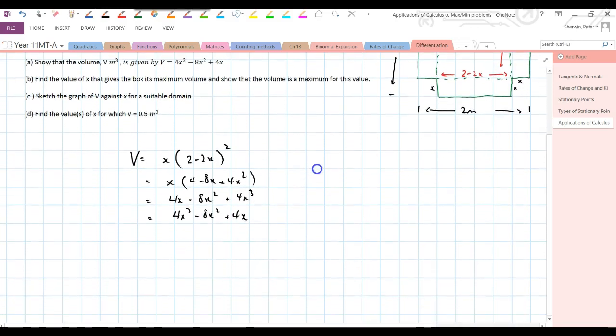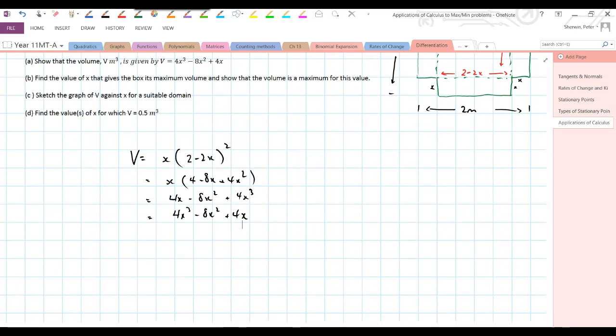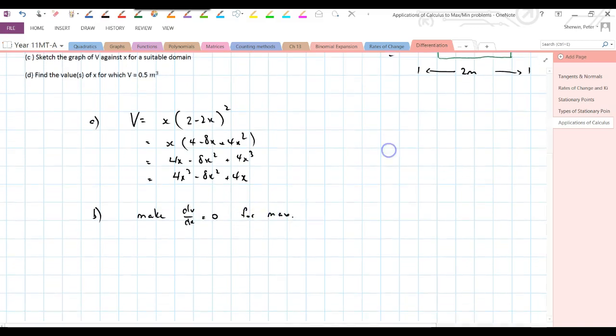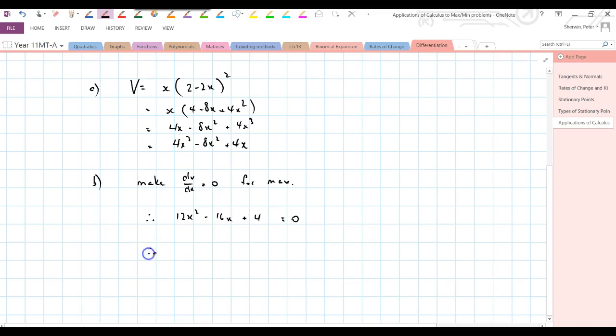So maximum volume, whenever you see that word, think, well, calculus: find the derivative, make it equal to 0. So for part B, we make dV/dx equal to 0 for the maximum value. So we'll find dV/dx, which is 12x squared minus 16x plus 4, and we make that equal to 0. We find the value of x that makes our gradient function, our derivative, equal to 0. Therefore, we know that we've either got a max or a min, and we can find out which one as the next step.